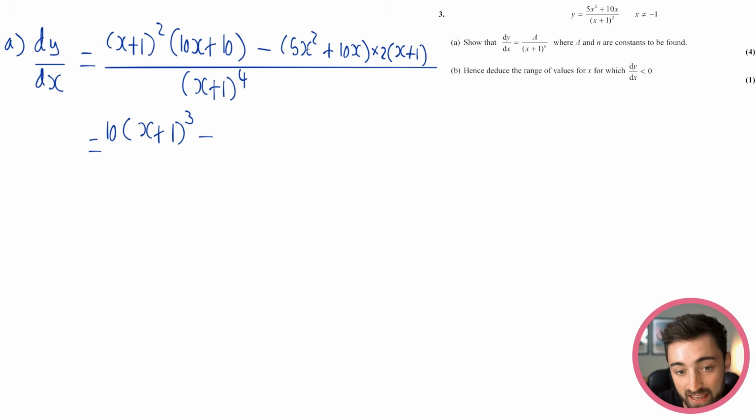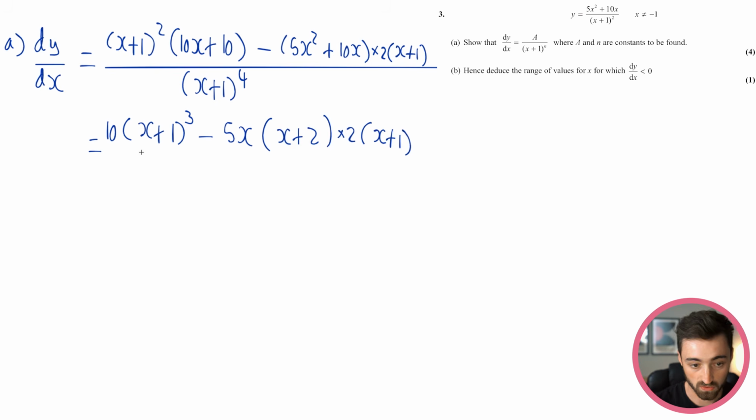So, similar thing here. Looks like I can take a 5x out of this here. So this is going to be 5x, and then what am I going to be left with? I'm going to be left with x plus 2. Cool. And then that's still times by 2, x plus 1. And then obviously the x plus 1, the 4 on the bottom. Okay, what can we do now?